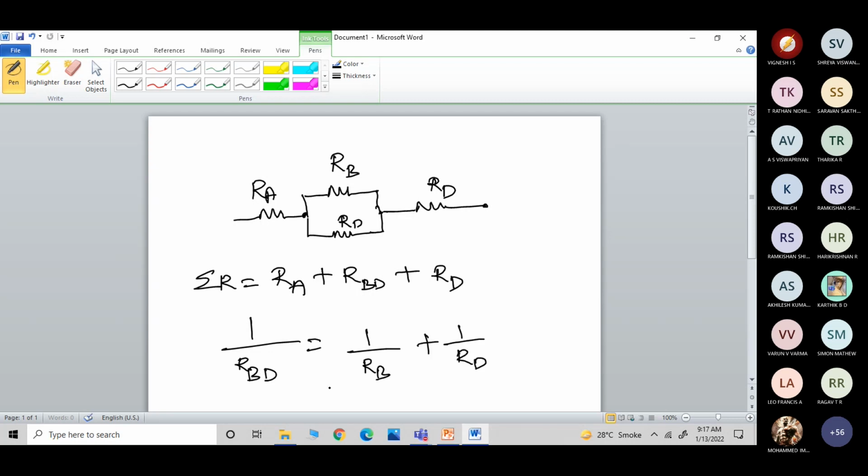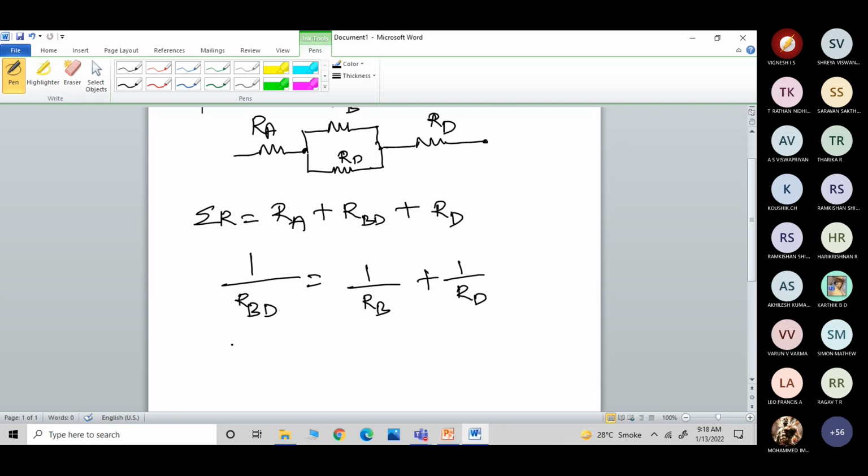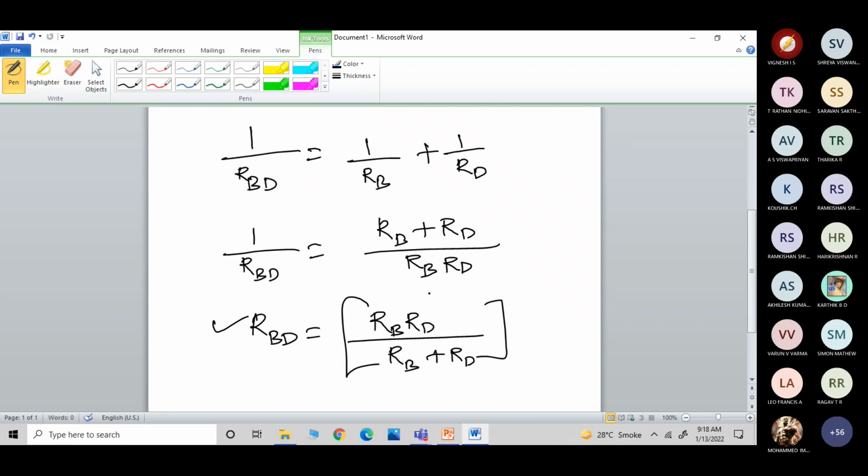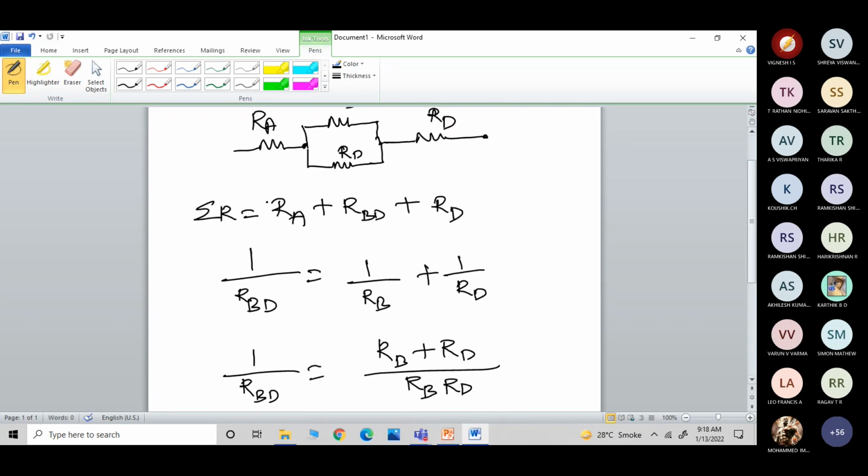Okay, after getting this 1 by RBD, then you have to get RBD. In other words, 1 by RBD will be equal to RB plus RD divided by RB RD. Am I correct? Yes. So which implies RBD will be equal to RB RD divided by RB plus RD. Okay, so like this you can find out RBD.